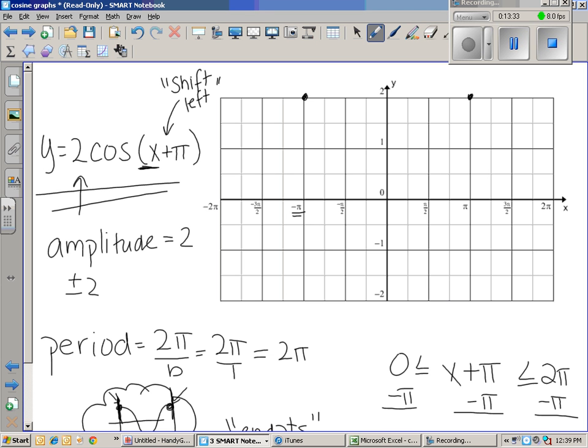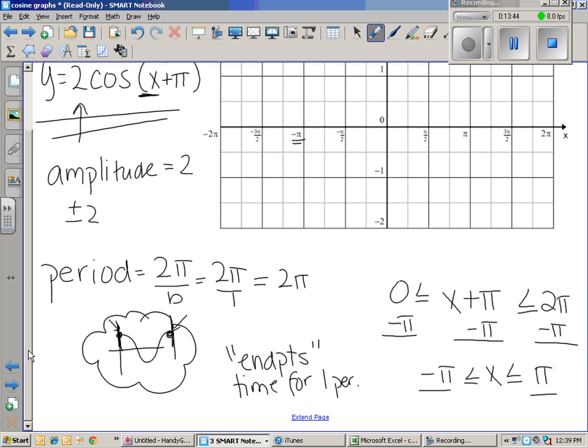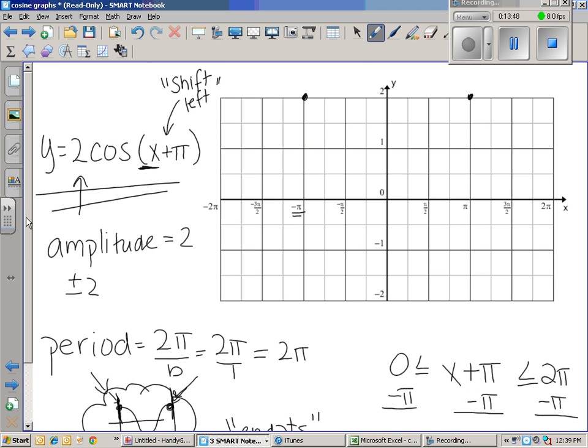We want to use shortcuts, and not shortcuts because we don't want to do the work, but shortcuts because we want to save time. We want to work smarter, not harder. So halfway between my endpoints, I bottom out. Let's look at our picture. Halfway between negative pi and pi is 0. At 0, I should be at negative 2. Okay, 0 is at negative 2.